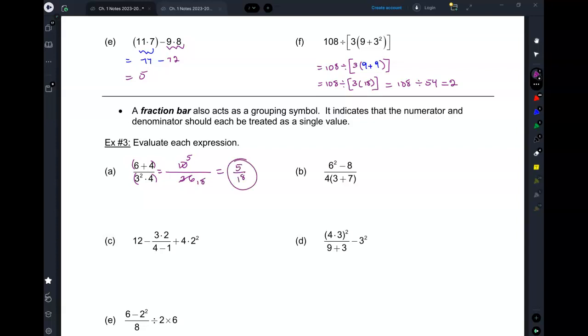Now, if you don't have a calculator, you can't put it in decimal form. If you leave it as 10 over 36, you will not get full credit. Okay, so depending on how many points it is, you will get some points off. Okay, so let's go ahead and do B for me, please.